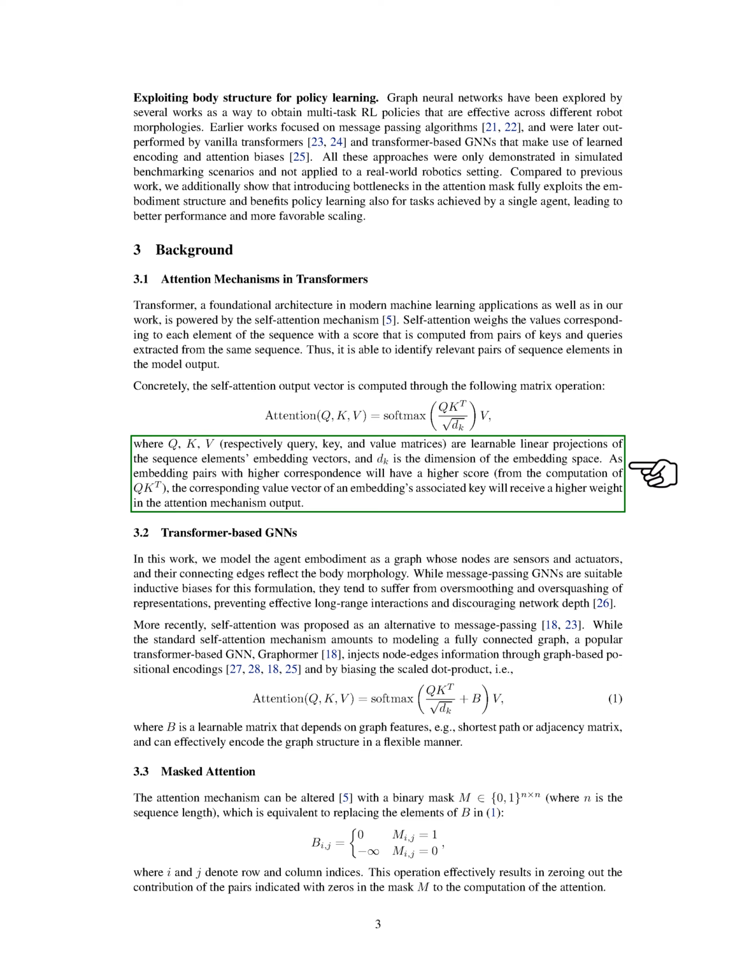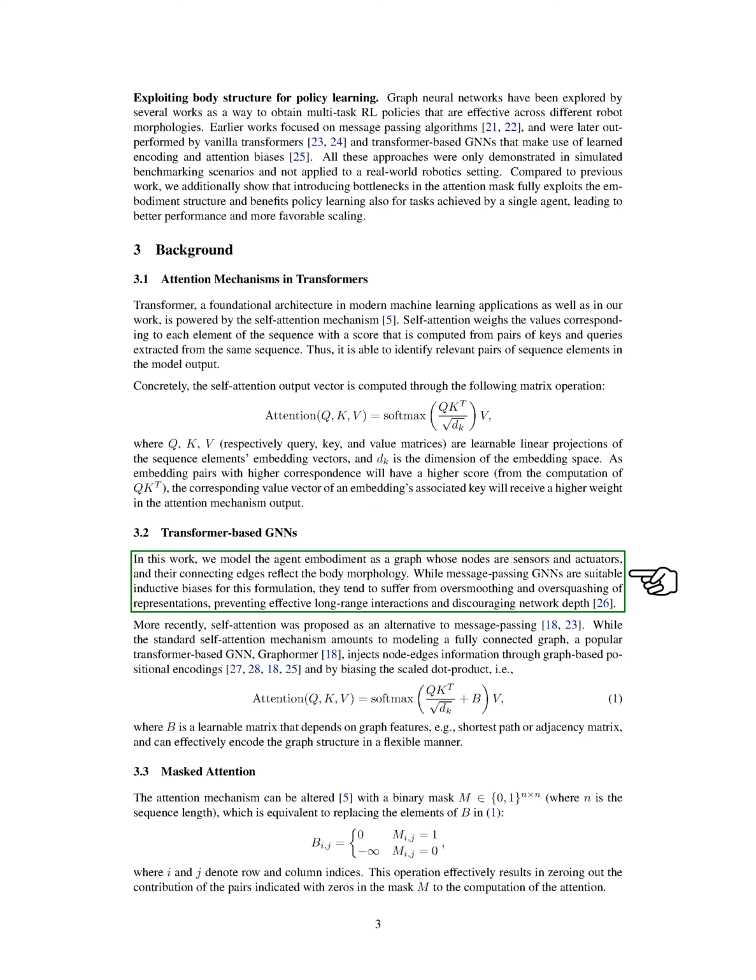Section: Transformer-based GNNs. In this section, we model the agent's embodiment as a graph, where the nodes represent sensors and actuators, and the edges illustrate the body structure. While message-passing graph neural networks, GNNs, fit this model, they often face issues like oversmoothing and oversquashing, which hinder long-range interactions and limit network depth.